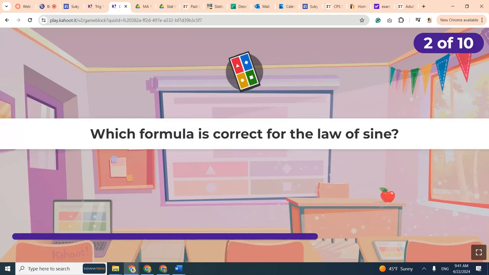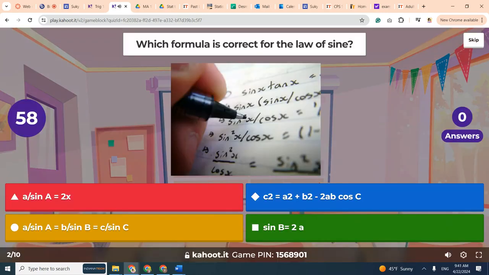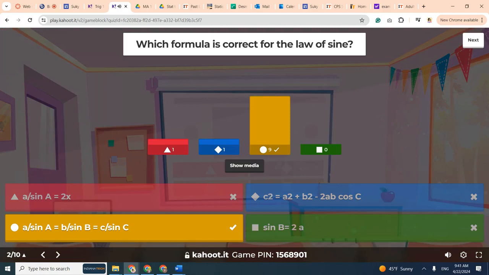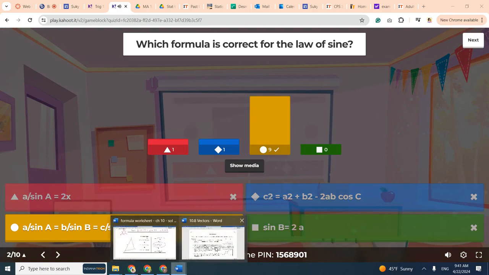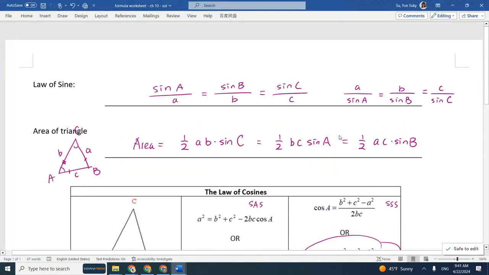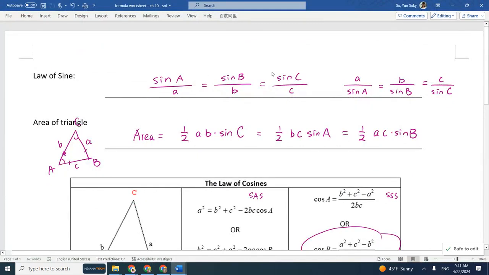Which formula is correct for the law of sine? That one, right? So it depends on your need. If you know the side and you want to find the angle, then you can put the angle on top. If you know the angle and you want to find the side, then you can put your side on top. Okay? Good.